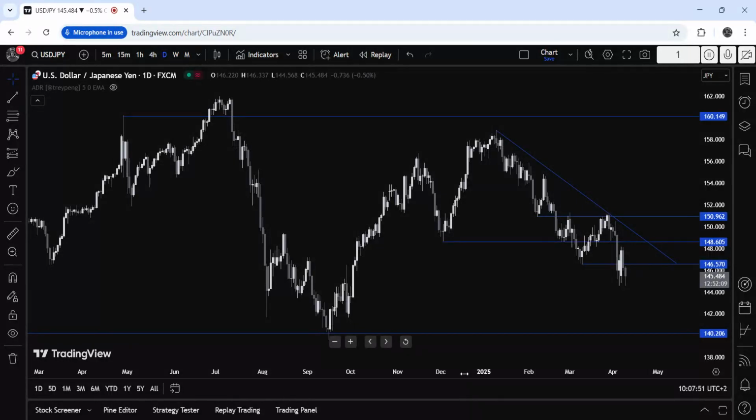Hi everyone, this is a technical analysis on USDJPY. Let's start with a fundamental overview first.